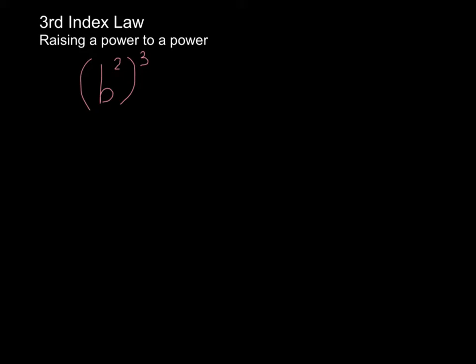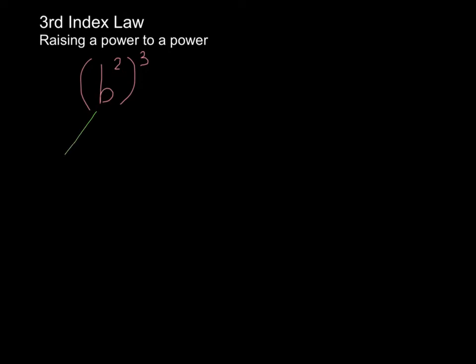The third index law relates to raising a power to a power. So you can see that in this expression, we have b squared, or b to the power of 2, and that's all being raised outside the bracket to the power of 3. So let's unpack this, and I'll try and draw out this equation so it makes a bit more sense. So essentially what we're doing is b squared all to the power of 3.